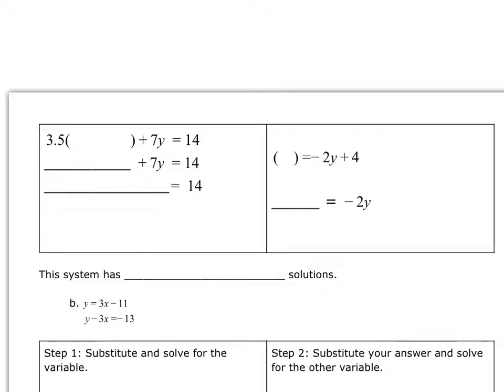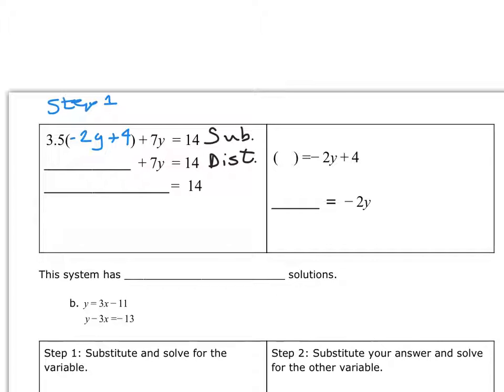So step 1. I'm going to have 3.5 times negative 2y plus 4 plus 7y equals 14. Yes, negative 2y plus 4, because that's what x equaled, right? So my first step is to substitute. And I have all the same variable. Everything's y's, right? So we got to distribute next. Exactly.